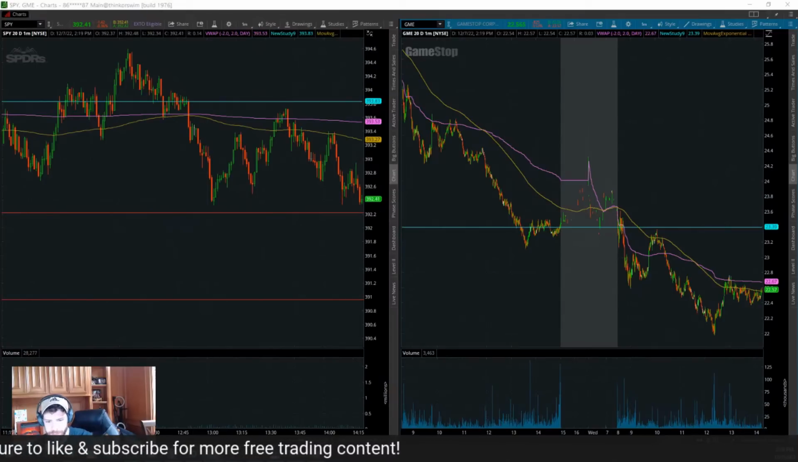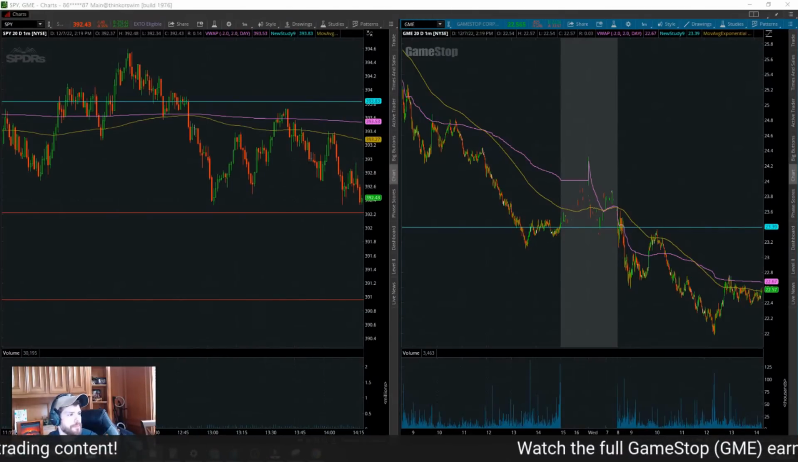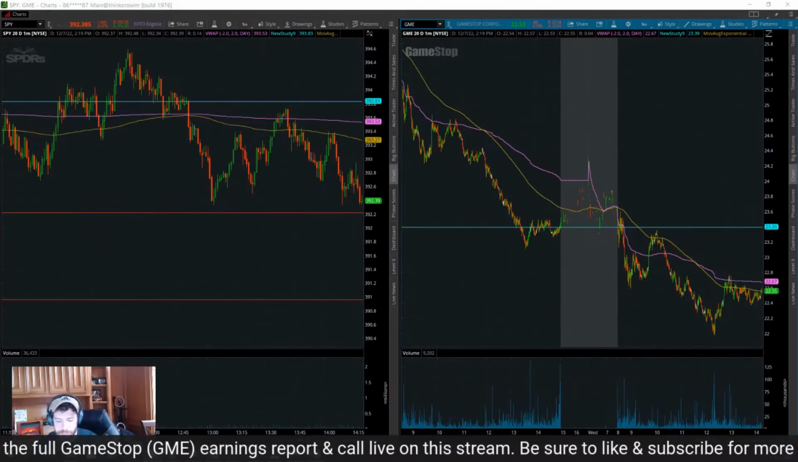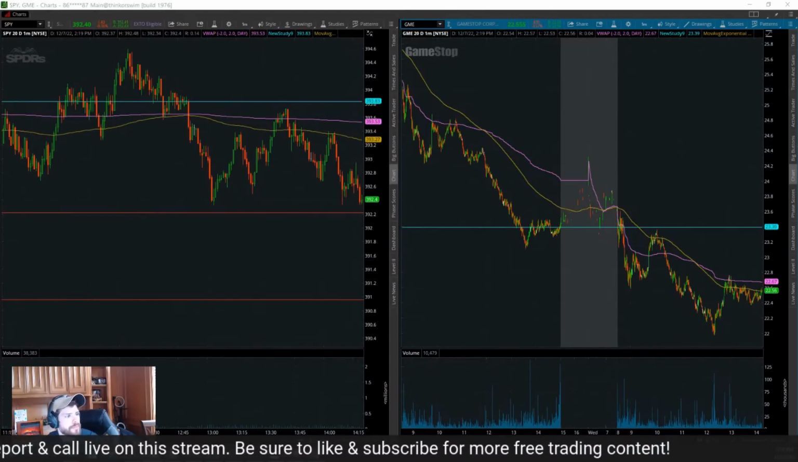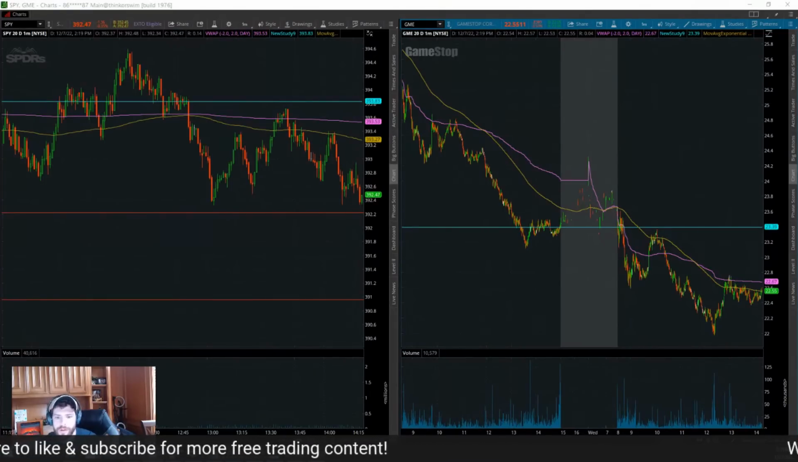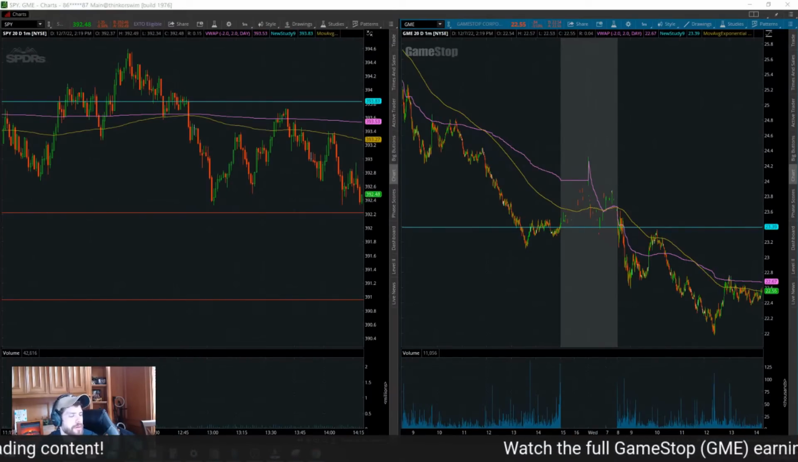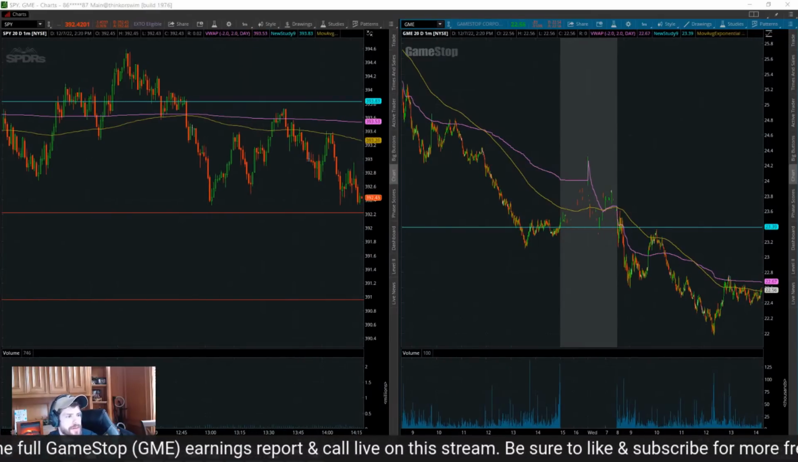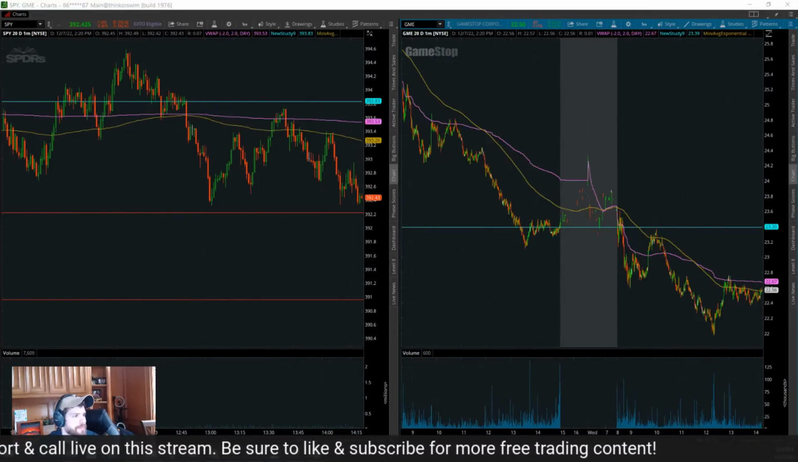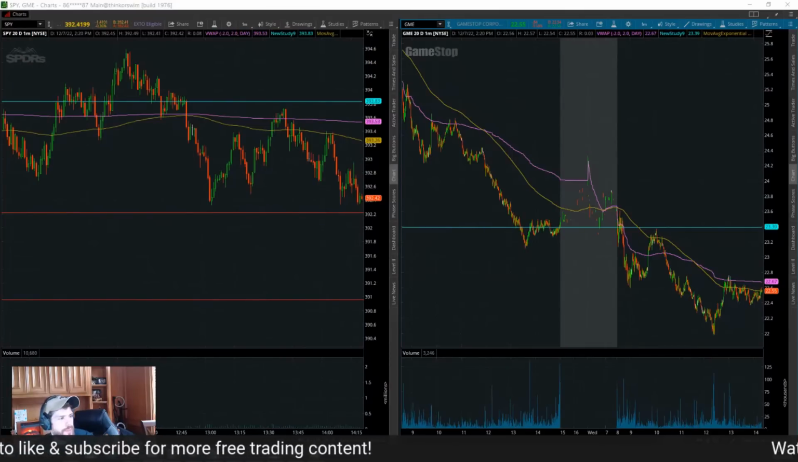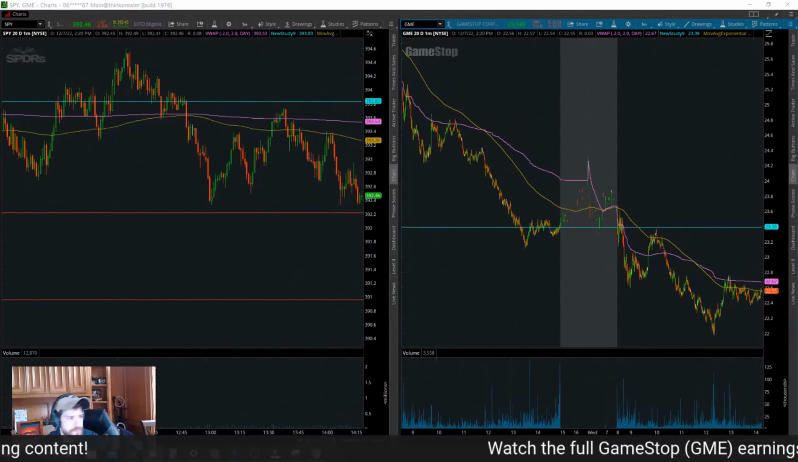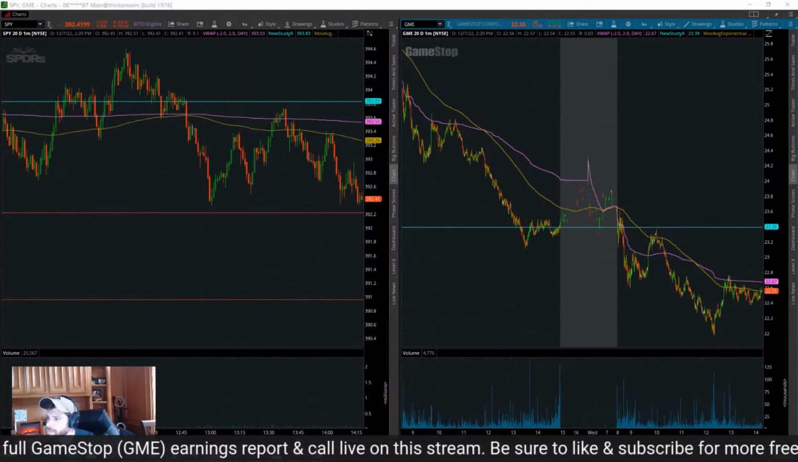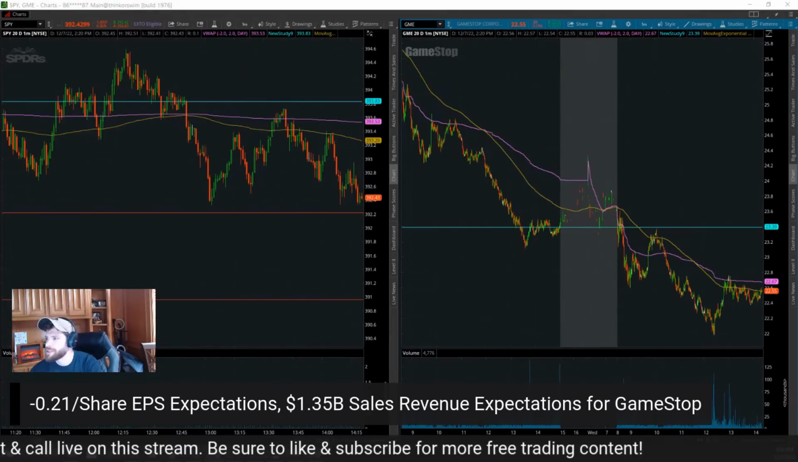Expectations are for a 29-cent loss per share. We also have 1.35 billion in sales revenue expectations for GameStop. All right, so we'll put the expectations up here. Bullish or bearish, vote on that poll. That is the full expectations. You see GameStop on the right side of the screen here.